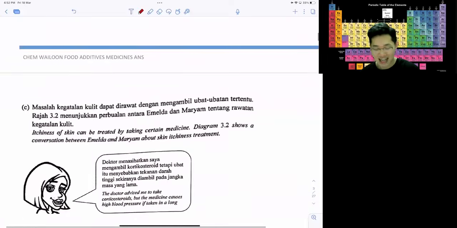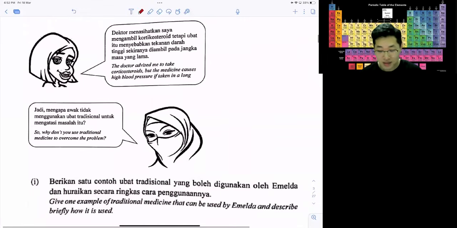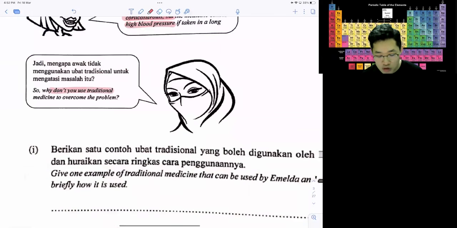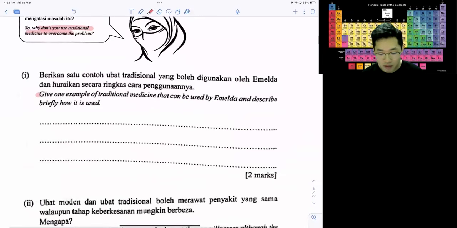Okay? Then what is this? The doctor advised me to take corticosteroids, but the medicine causes high blood pressure. And then this girl says, why don't you use traditional medicine to overcome the problem? So give 1 example of traditional medicine that can be used by this person and describe how to use it.